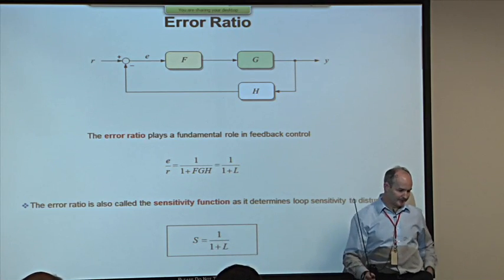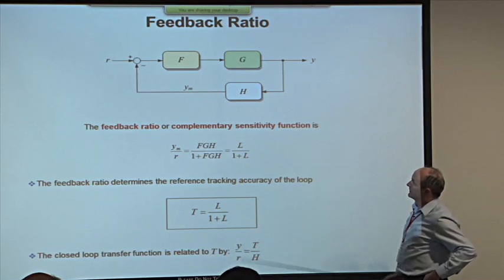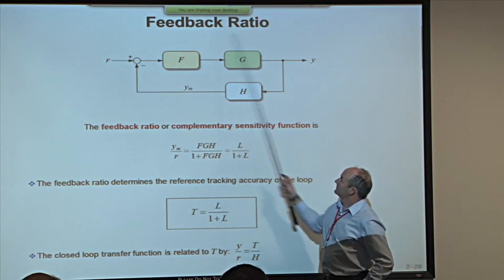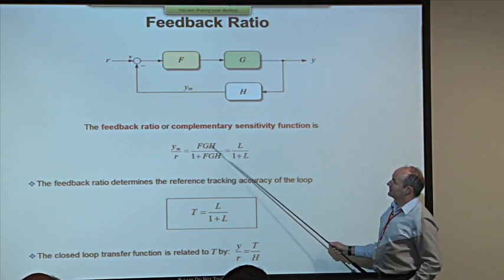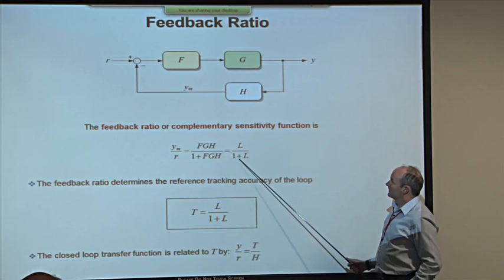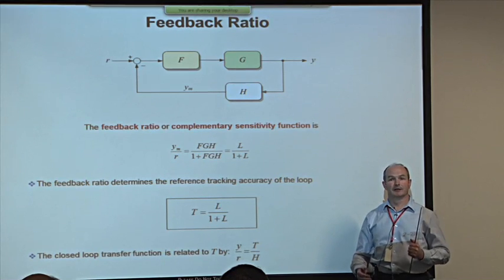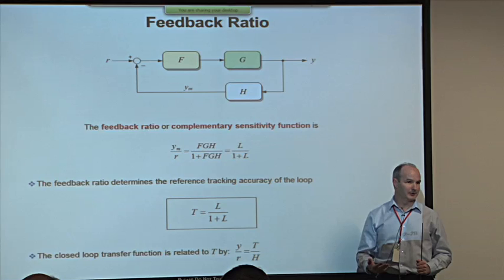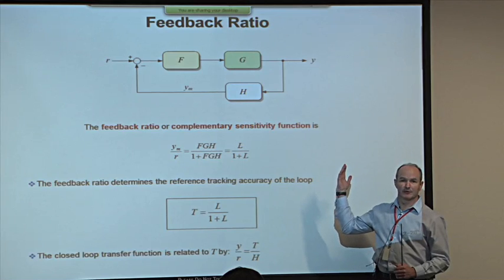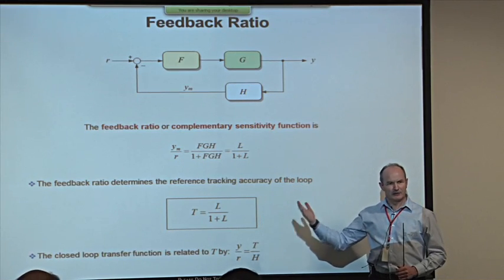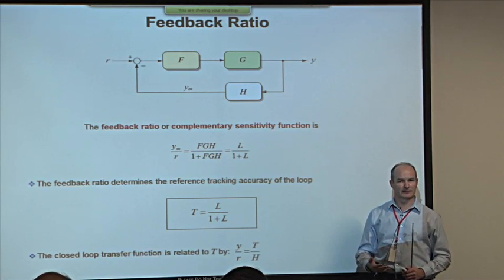It has a sister function called the complementary sensitivity function, or we might choose to call this the feedback ratio. It's the transfer function from R to the measured output, Y sub m, which when you calculate it turns out to be FGH over 1 plus FGH, or L divided by 1 plus L. The complementary sensitivity function tells us about the loop's ability to track a reference input. And that really captures what we want the control system to do. We want it to track a reference input, which is T, and we'd like it to continue tracking that input even in the face of disturbances entering the system. That's what S tells us.